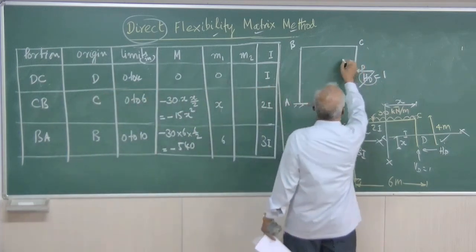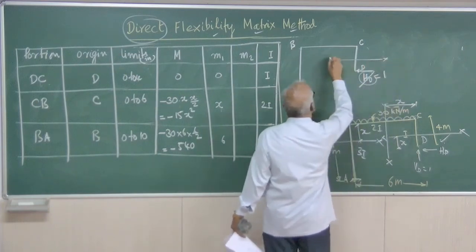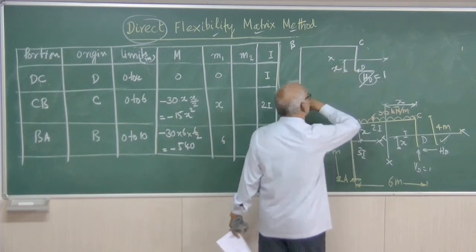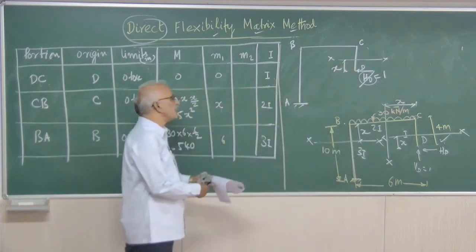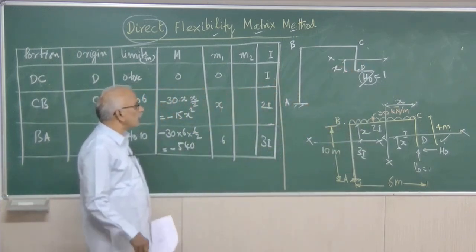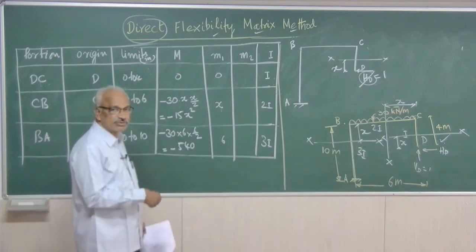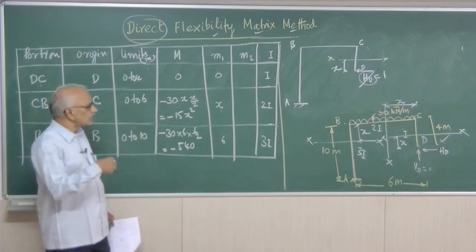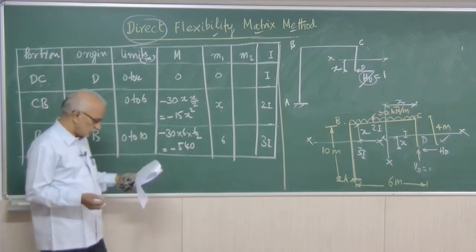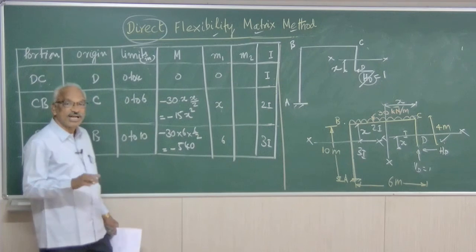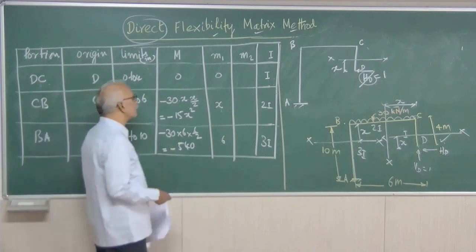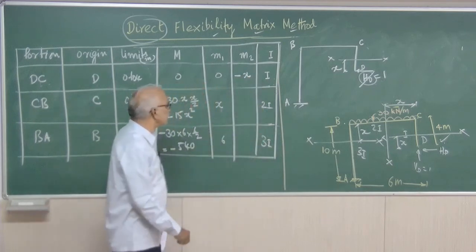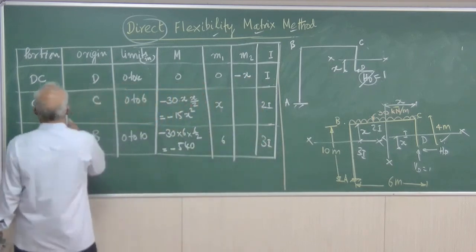Again, same section XX at a distance X from D, right. That unit force will cause a moment 1 into X, horizontal force into vertical distance. That 1 into X is clockwise. So, clockwise is negative. Therefore, it is minus 1 into X, for the portion DC.